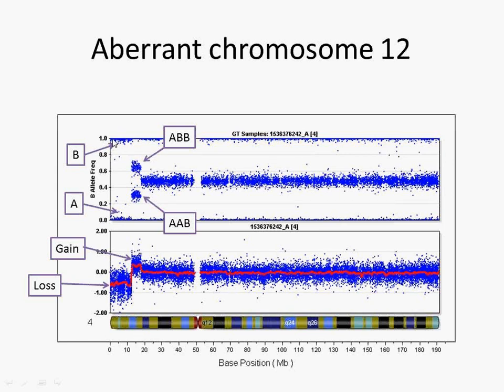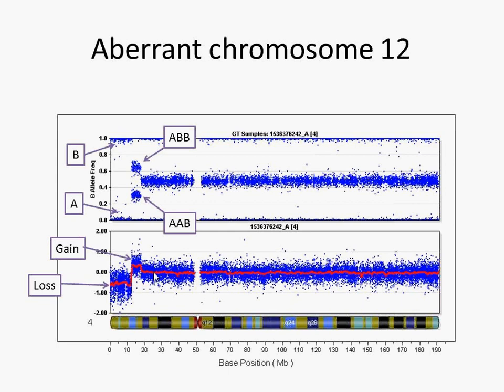And also, something that happens here is that you no longer see any heterozygote, and you see a loss in the R ratio, indicating that there's only 1 copy in this area. So the two graphs work in conjunction to help you distinguish, both at the genotype level and at the intensity of the probes, what the number of copies is present in the sample.